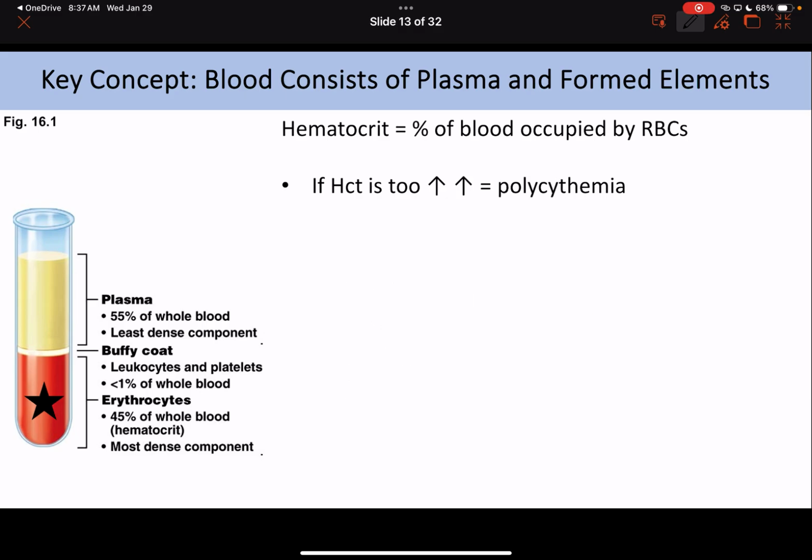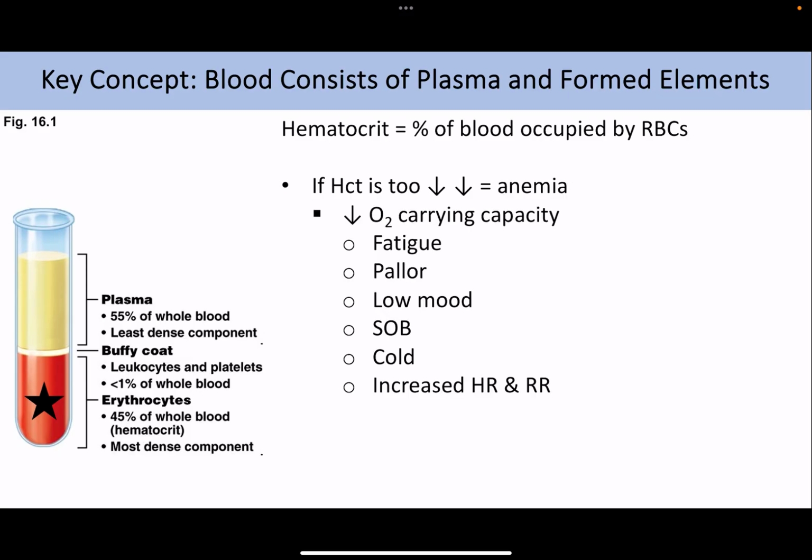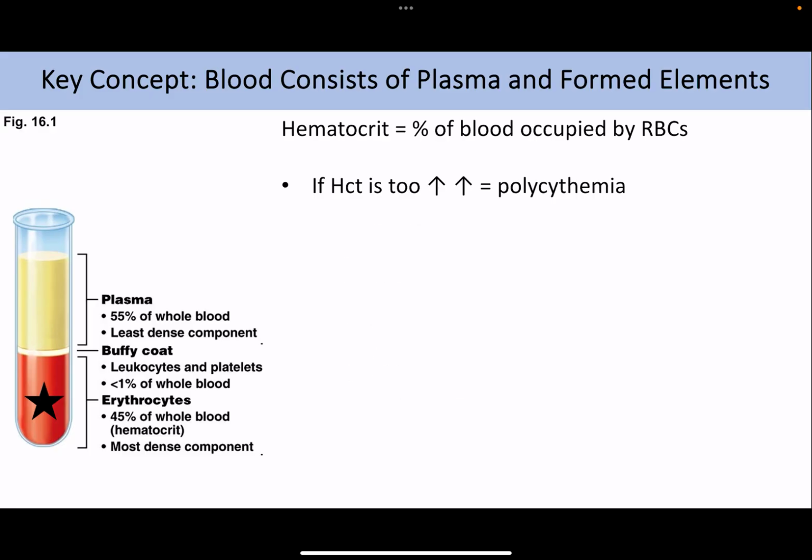Now if your hematocrit is too high, so again with some med terms, A or an means without. So anemia is related to the blood, so you have less blood or less red blood cells. Polycythemia, poly meaning many, cyte meaning cells. Polycythemia is when your hematocrit is too high and you have too many red blood cells. Okay? When you have polycythemia, this means that you're going to have thicker blood than usual.